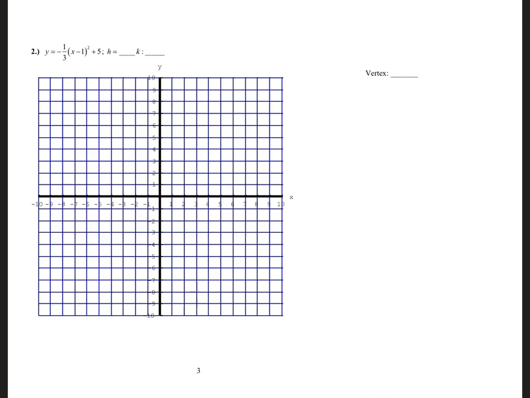Okay, now let's do another example here. And this one, we know that, let's write the values of A is equal to -1/3. So H is equal to +1. K is equal to 5. So H here is equal to +1. K here is equal to 5. What does that mean? That means I got my vertex. Now go ahead and graph your vertex so that you can see where your vertex is.